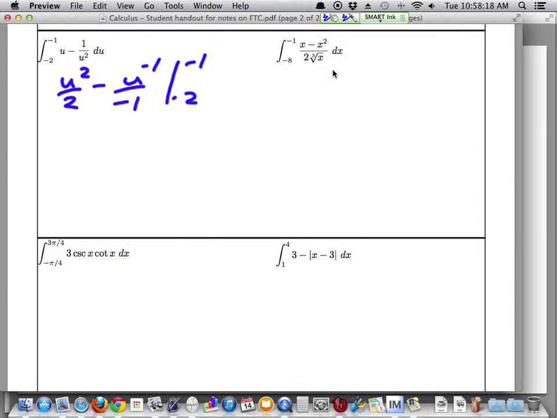We're going from negative 2 to negative 1. Is the smaller number always on the bottom? It should be. It doesn't have to be. But it should be. Alright, clean this up before I plug in. So this is u squared over 2 plus 1 over u from negative 2 to negative 1.